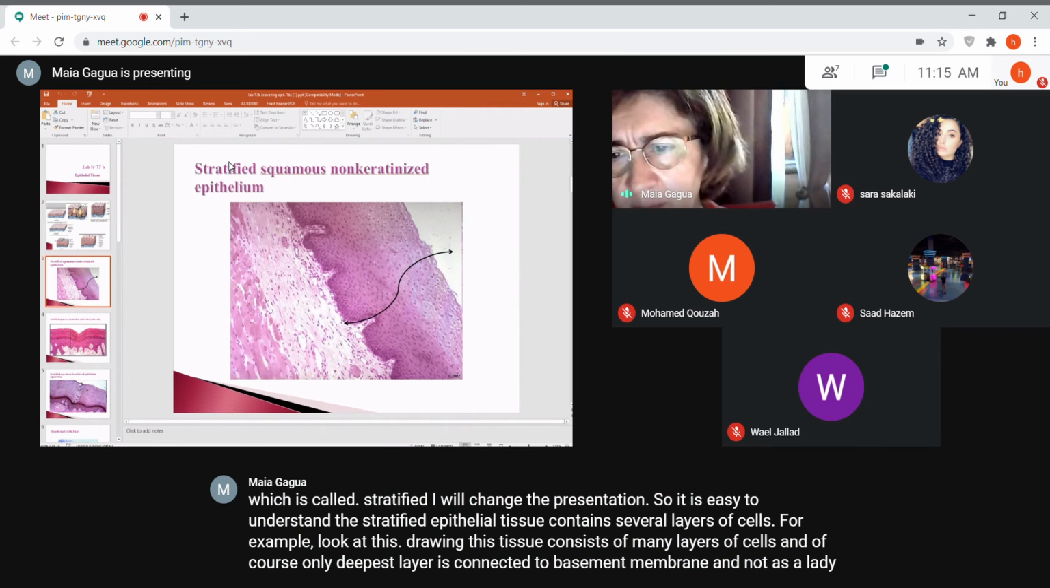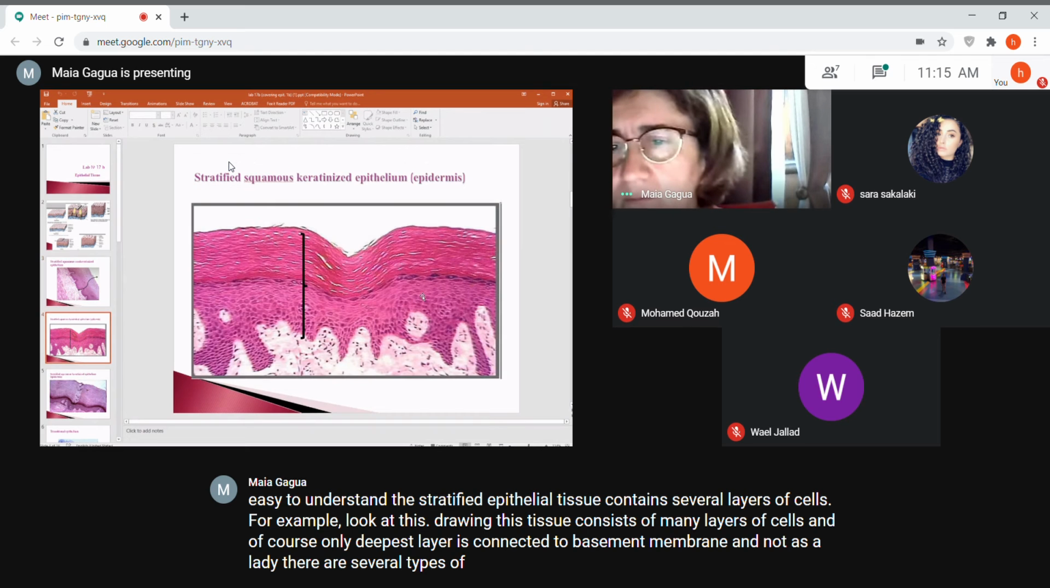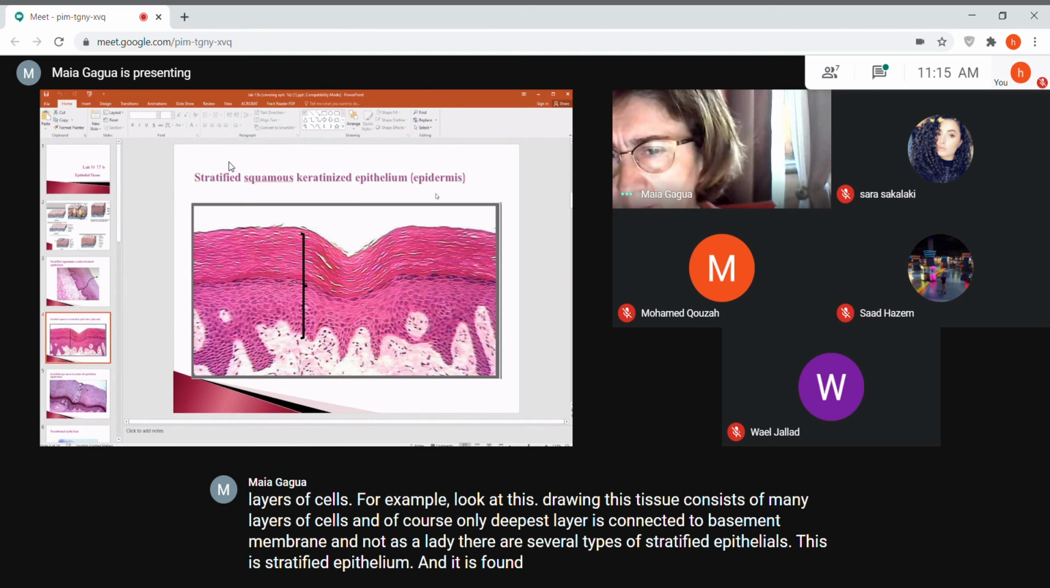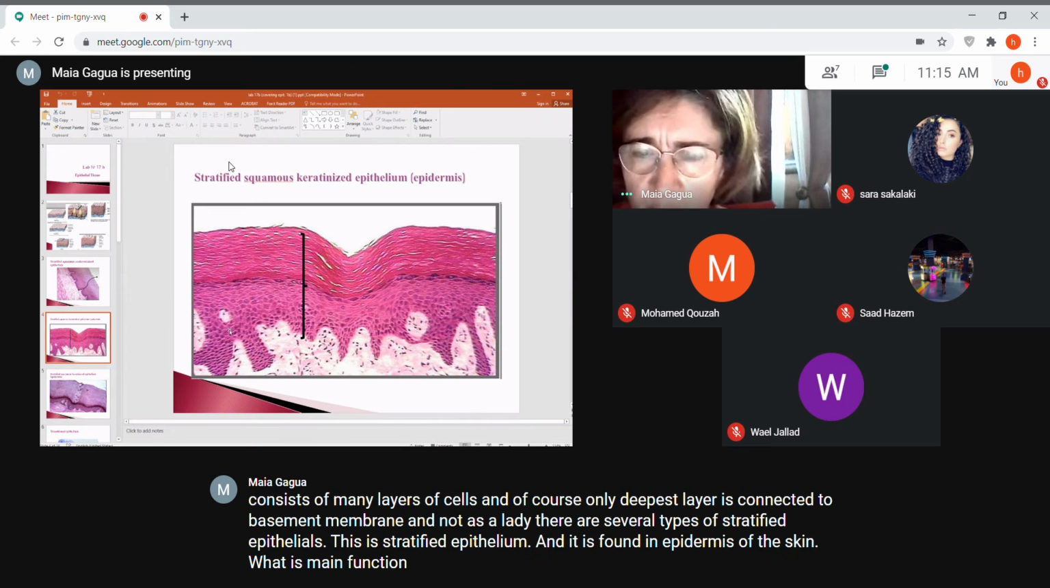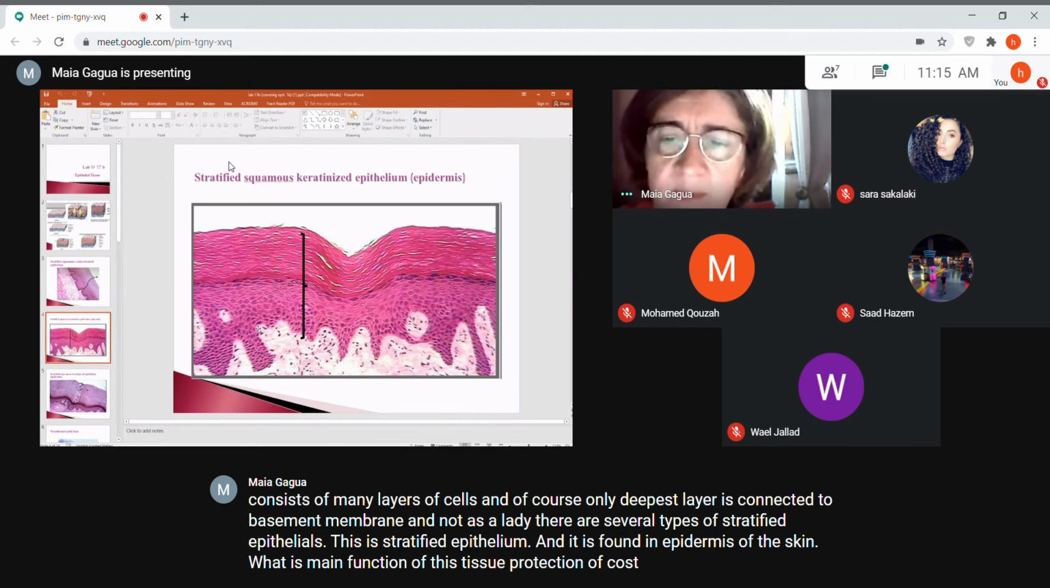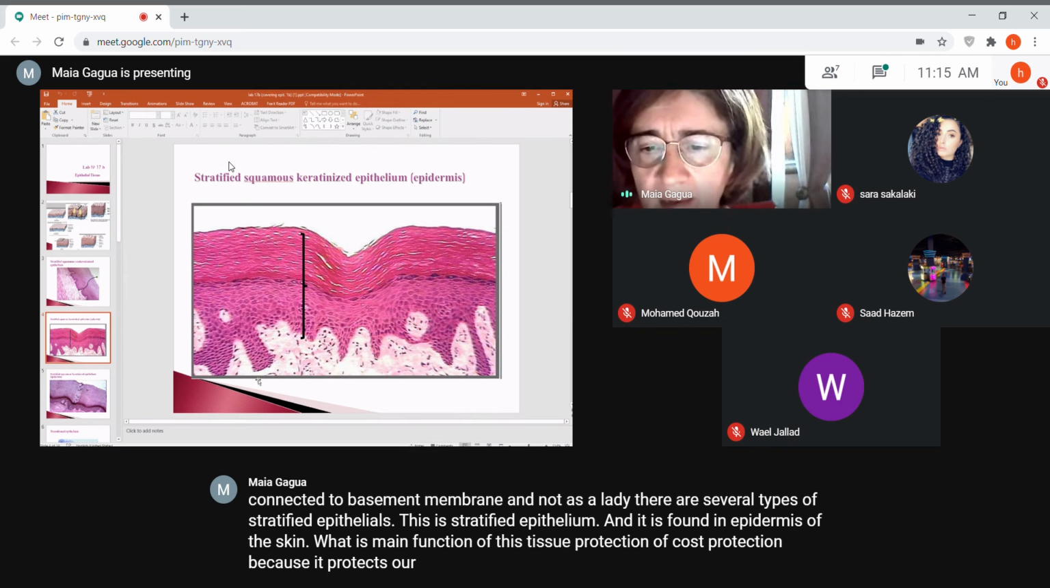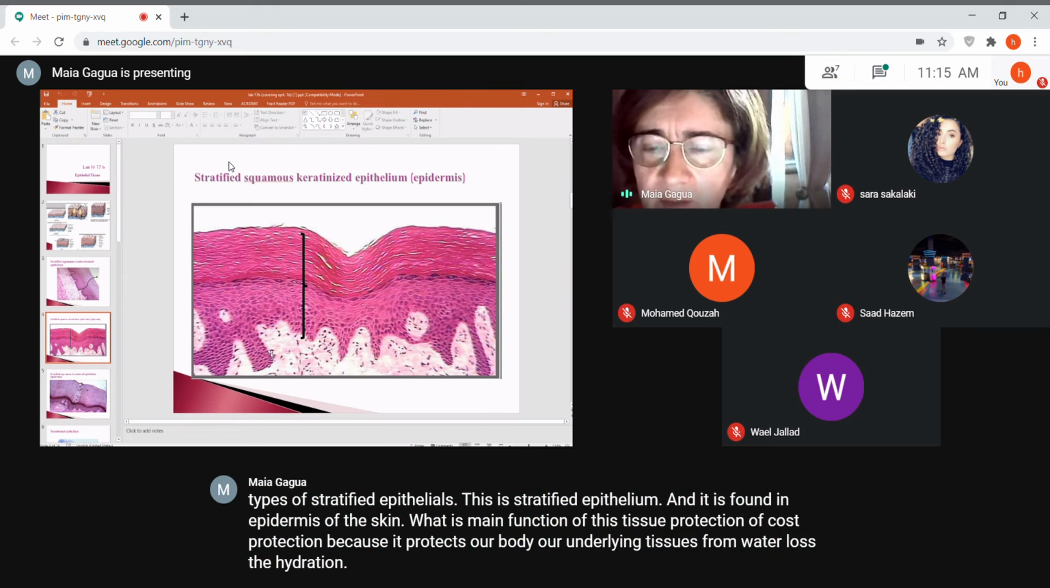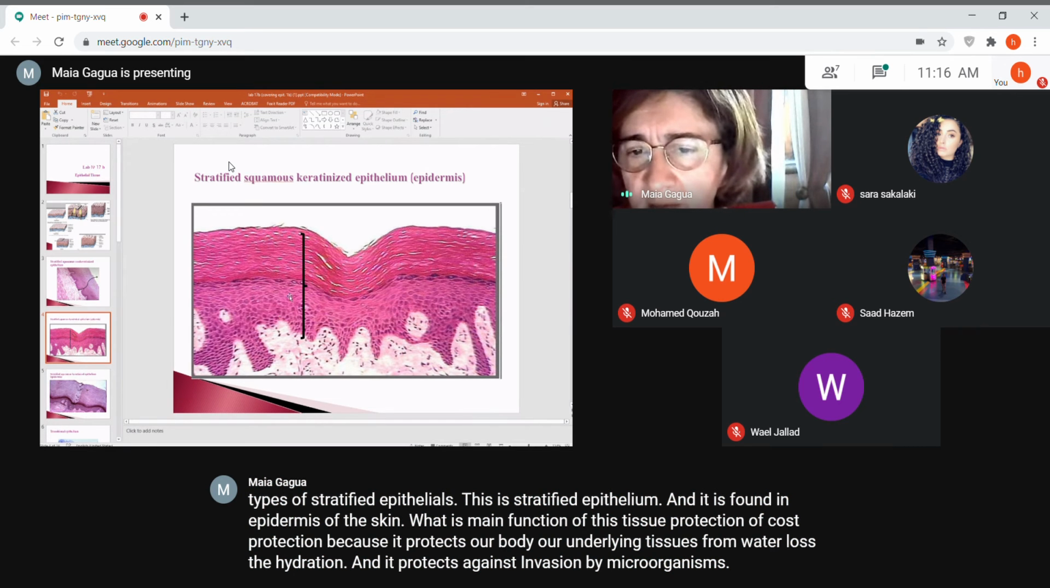There are several types of stratified epithelium. This is stratified squamous keratinized epithelium, and it is found in the epidermis of the skin. What is the main function of this tissue? Protection. Of course, protection, because it protects our body, our underlying tissues from water loss, dehydration. And it protects against invasion by microorganisms. That's why it's thick and it's keratinized.